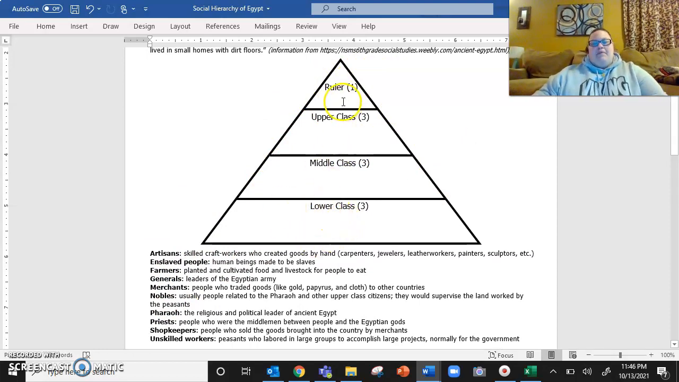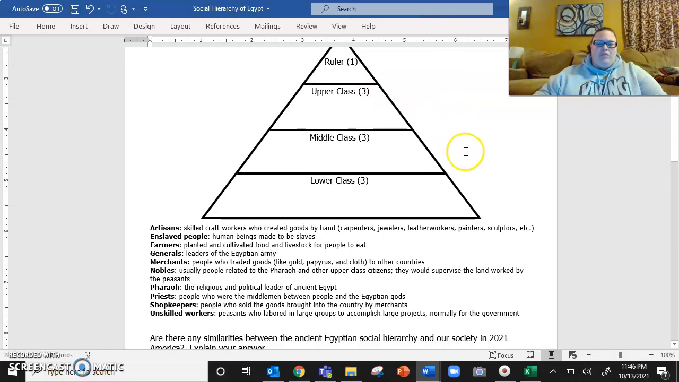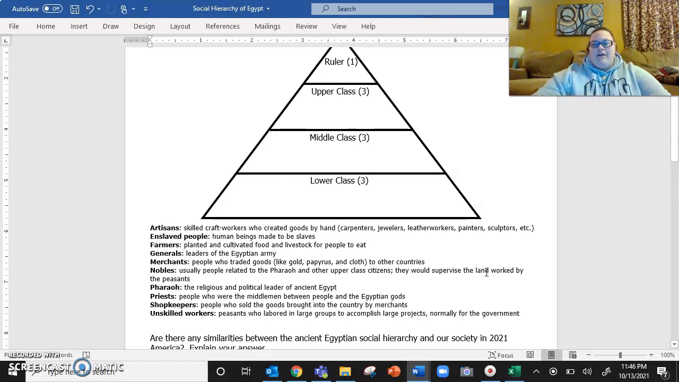So let's start at the top. There was one ruler and one ruler only. According to this information here, who was the one ruler? The pharaoh. Go ahead and write that in. So right here, you are going to write pharaoh. Now, normally we would go in order, but let's make our lives a little bit easier. And instead, we're going to do top, bottom, and then we can fill in the middle. So who is at the bottom of the social hierarchy?